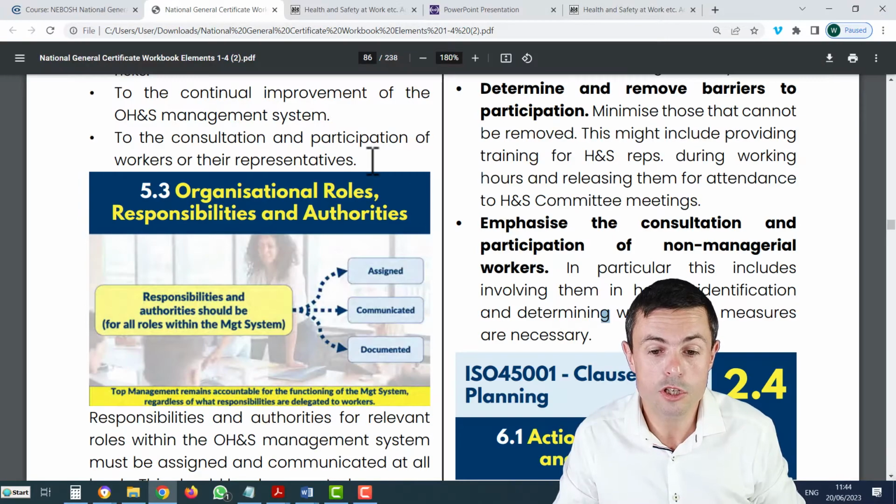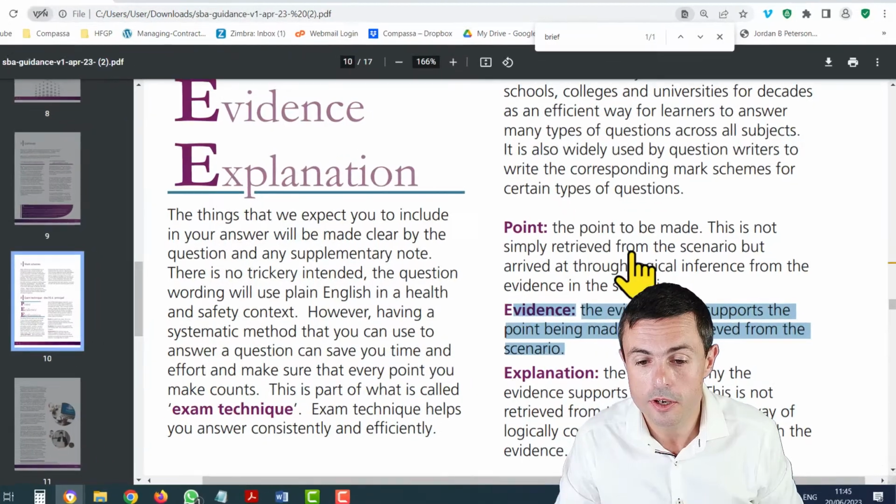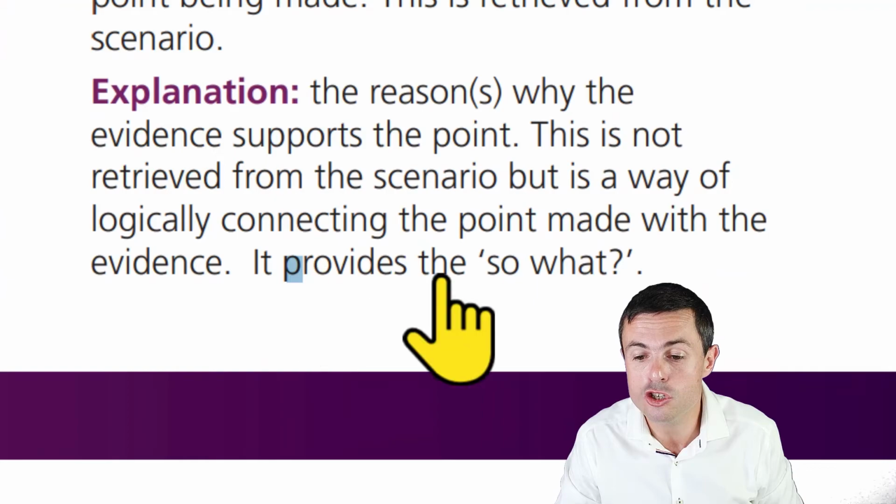So you're going to write down your list of points, using your course materials, using the evidence, and then for each point you're going to add in evidence from the scenario, and then you should add in an additional explanation, because we're going to provide the so what.